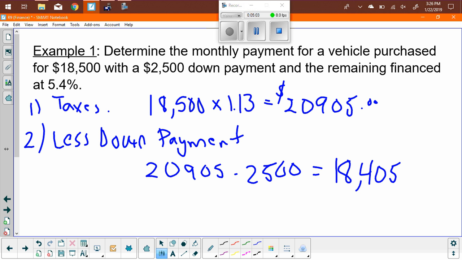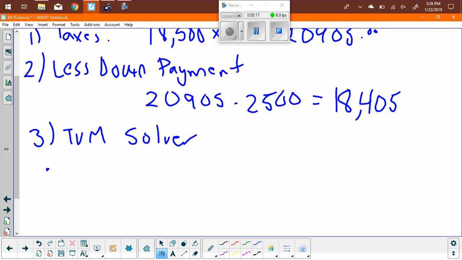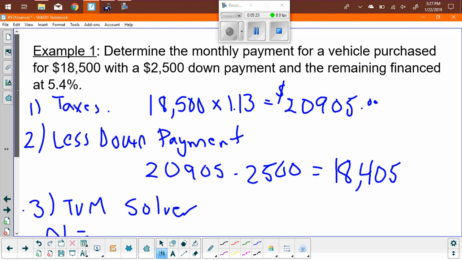Last but not least, we're now going to use the TVM solver to figure out what our payment will be. First thing, N is our number of payments. We're going to do this monthly, and it looks like I didn't specify a number of years. So let's say this is over 5 years.